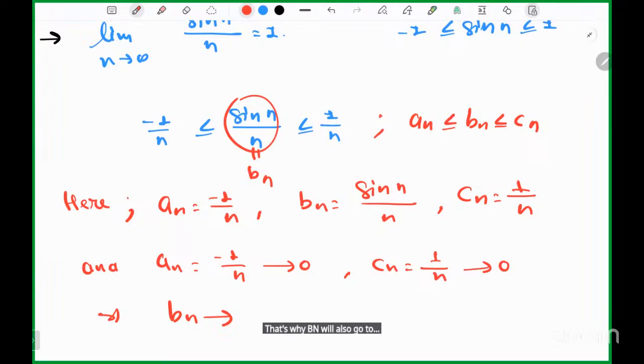Did I make any mistake? The limit should be 1, right? Why is it getting 0?